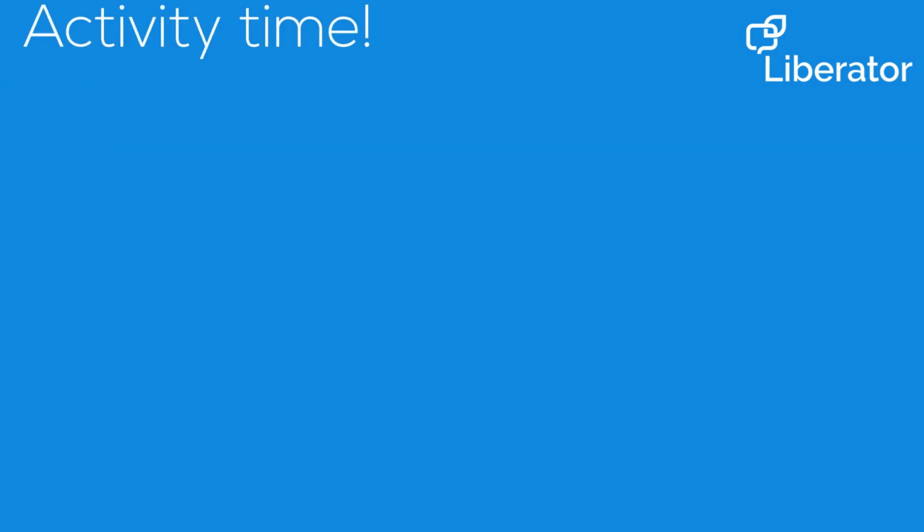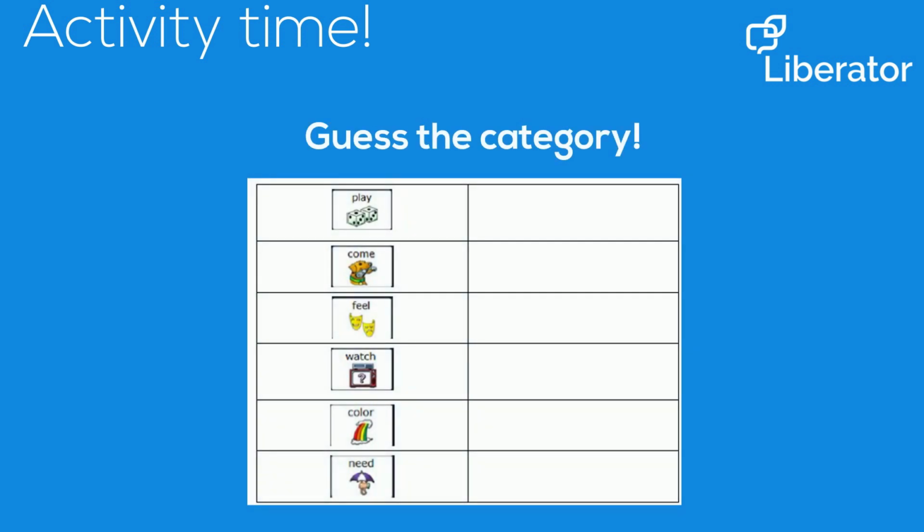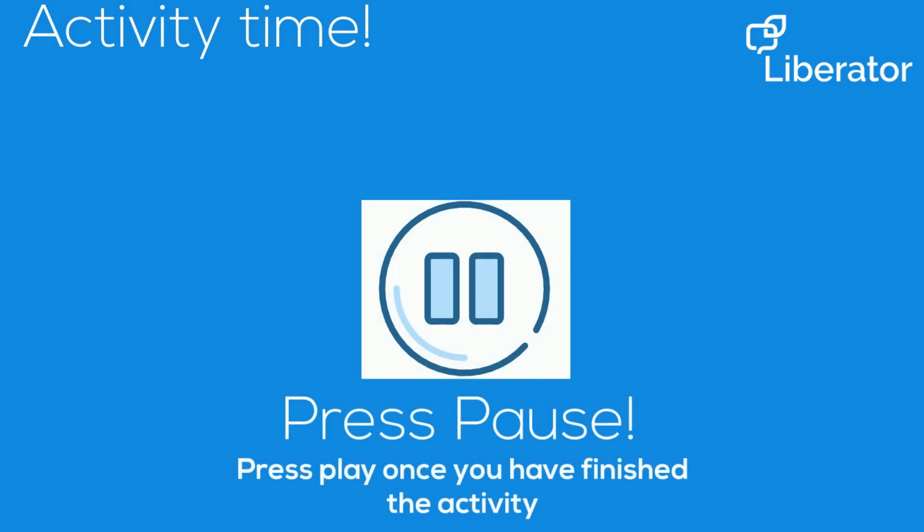Activity 4 now, and time to practice pattern 2. Have a look at the category buttons on your page and try and think which categories they might lead to. Try to guess the categories before you look them up on the talker, and don't forget to pause the video while you do this.